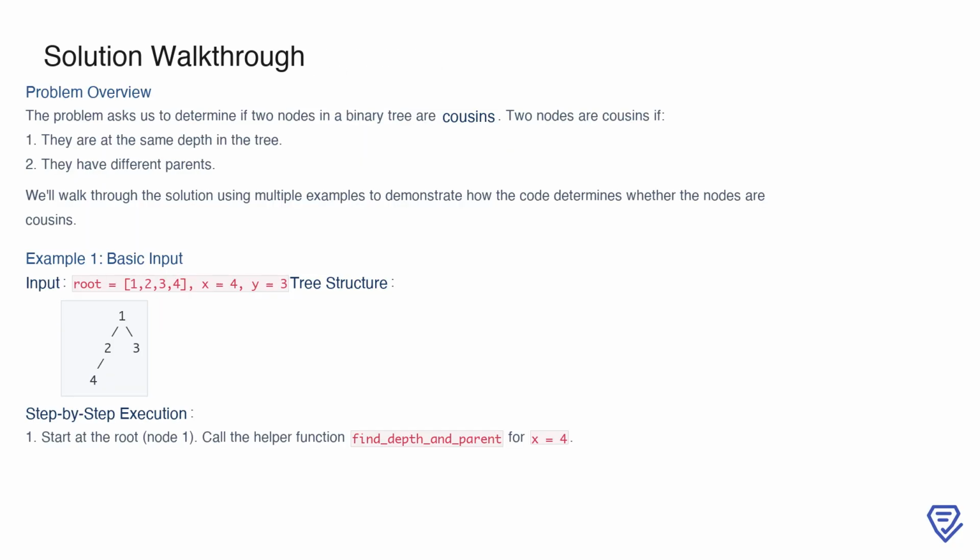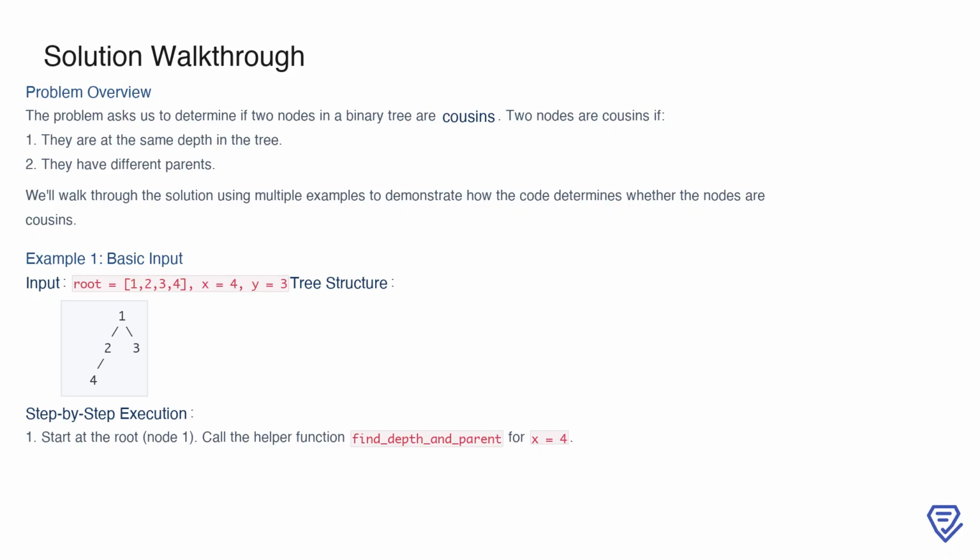The goal of this problem is to determine if two nodes in a binary tree are cousins. Remember, two nodes are considered cousins if they are at the same depth but have different parents. To solve this, we'll analyze the tree structure and use a helper function to find the depth and parent of each target node. For instance, in the example where the tree is 1, 2, 3, 4, and the target nodes are x equals 4 and y equals 3, the tree looks like this: 1 is the root, with 2 and 3 as its children, and 4 is the left child of 2.